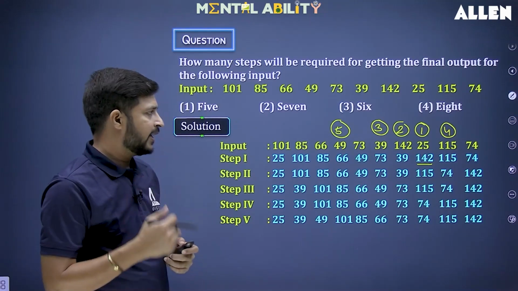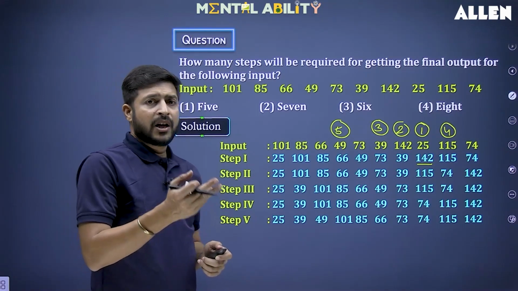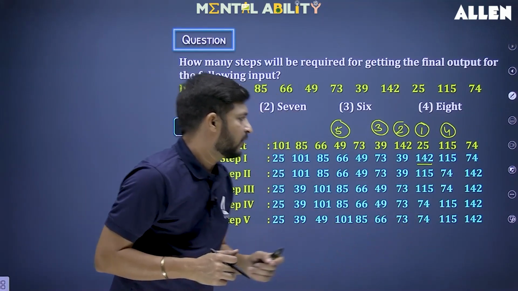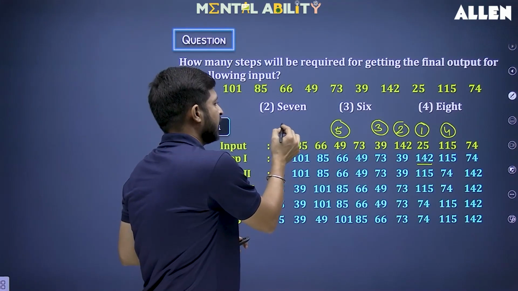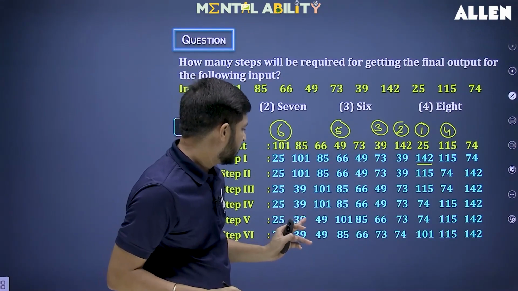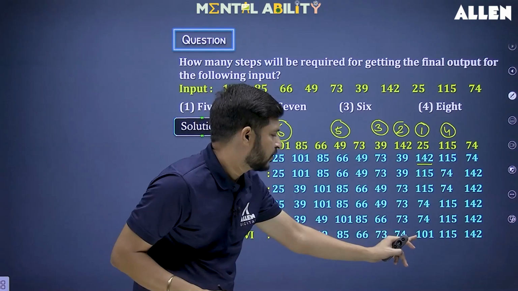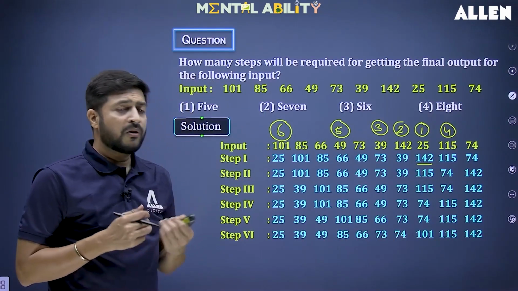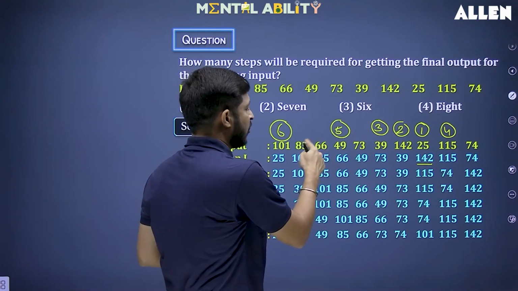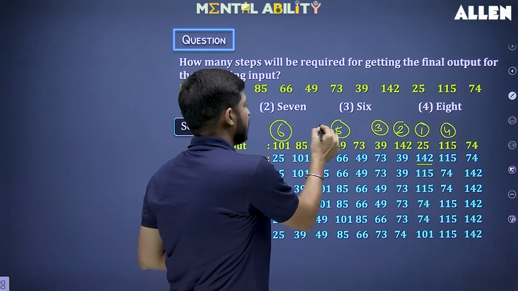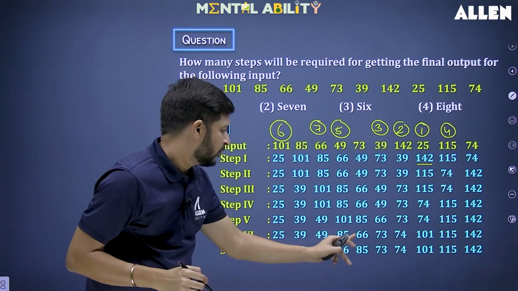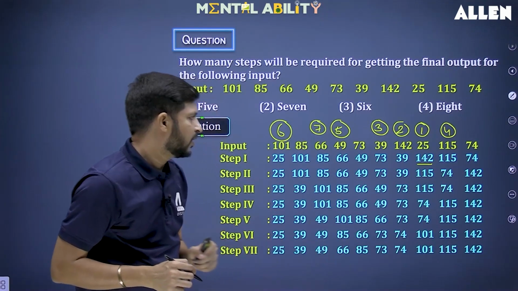So now what exactly will happen? The number just smaller than 115 will be shifted to this particular place, to the left of 115, which is 101. So this will be step number 6. You can notice that this 101 has been shifted from this place to this particular place. Now the number just greater than 49, which is 66 according to this particular input, so this will be step number 7. You can notice that 66 has been brought from this place to this particular place.